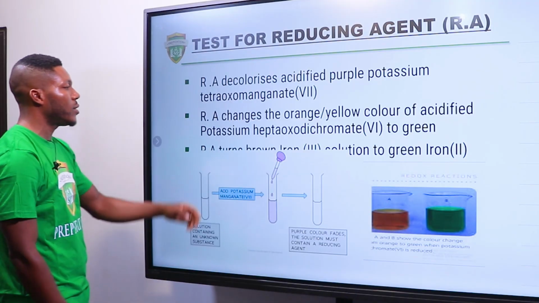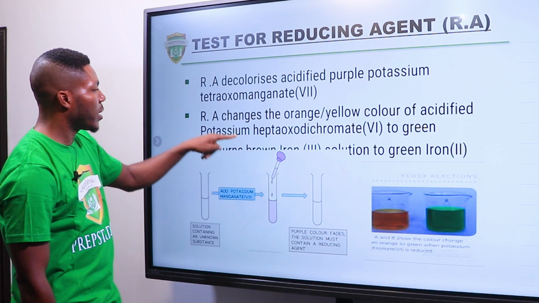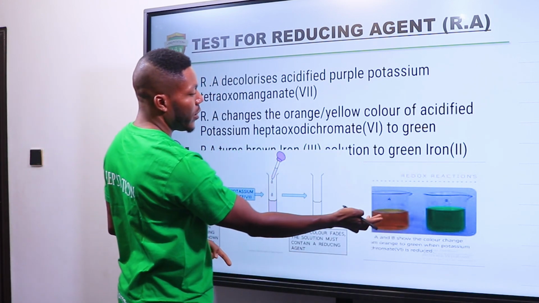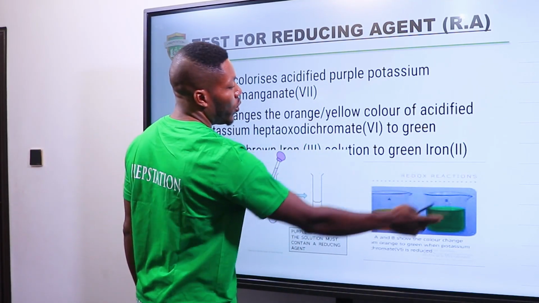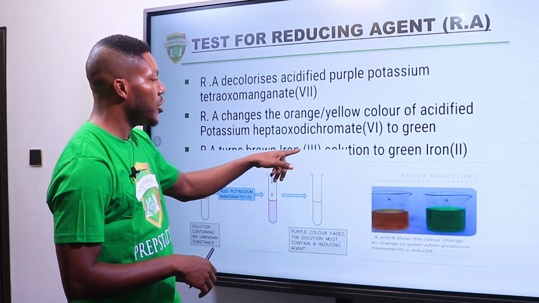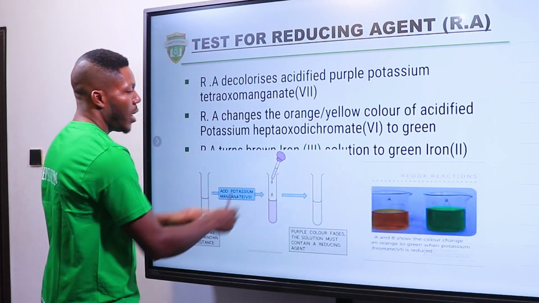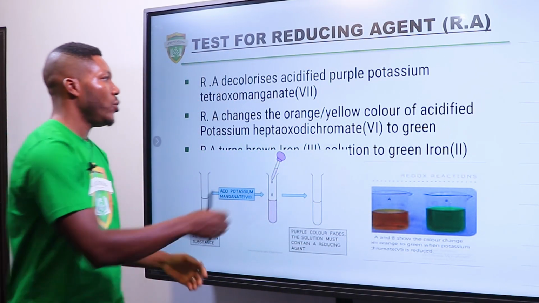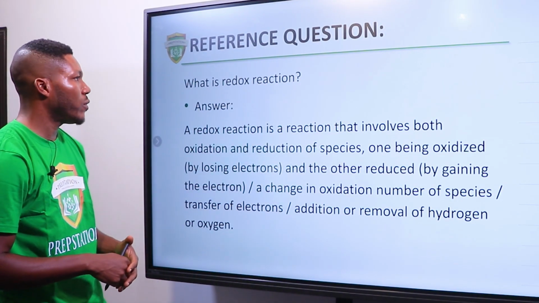The next one is that a reducing agent will change the orange or yellow color of acidified potassium heptaoxodichromate 6 to green. As you can see in the diagram, this is the green part, the orange color of K2Cr2O7 that changes to green. Then the last part is the opposite of iron 2. When iron 3 changes from brown to green, that shows that the compound contains what? A reducing agent.